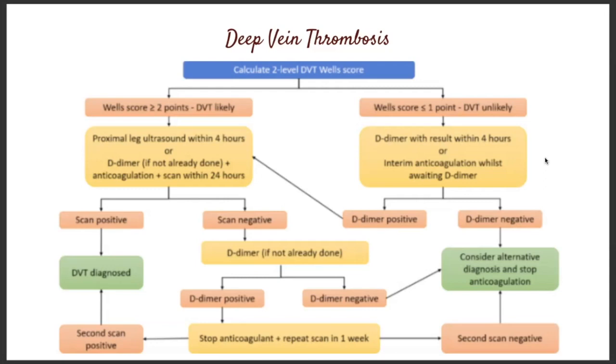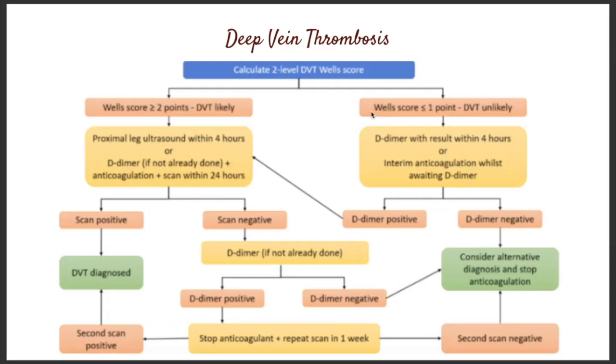If the score is less likely of a DVT, meaning it's probably not a DVT, which is less than 2, then you proceed with a D-dimer test. A D-dimer test is not definitive, but it will be positive in the case of a DVT. However, it can also be positive in other conditions, hence it's not suitable to be diagnostic of a DVT. If the D-dimer is positive, then you can proceed with a proximal leg ultrasound.